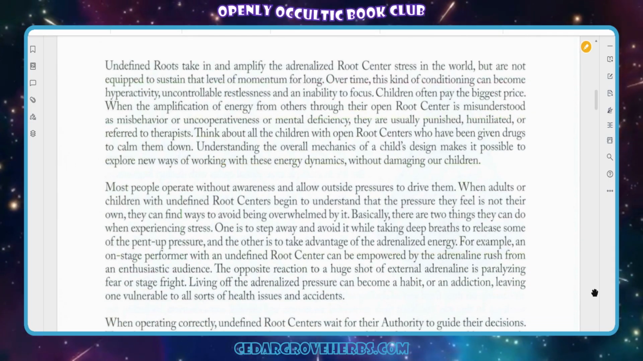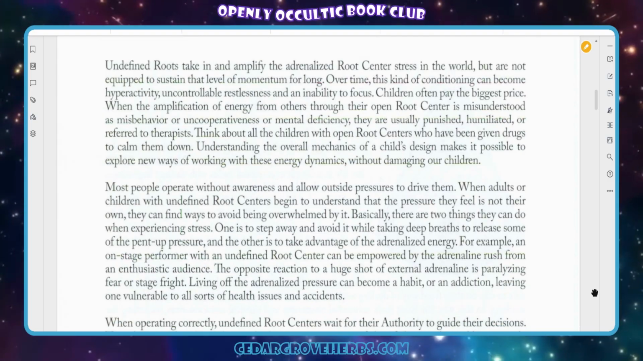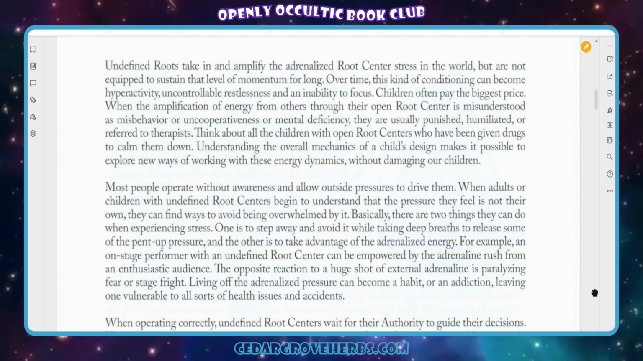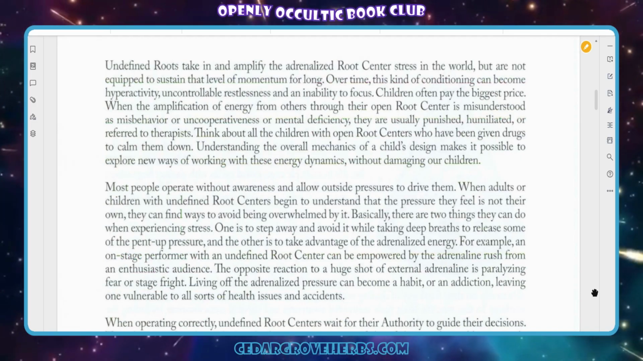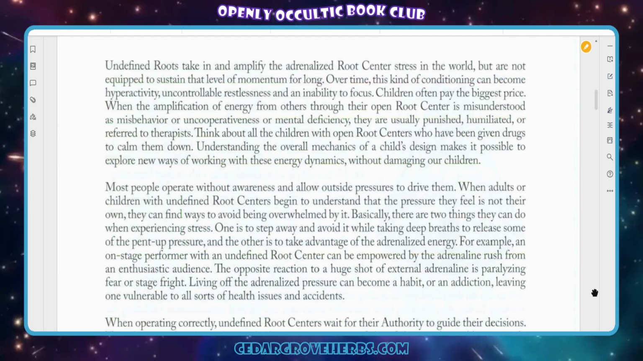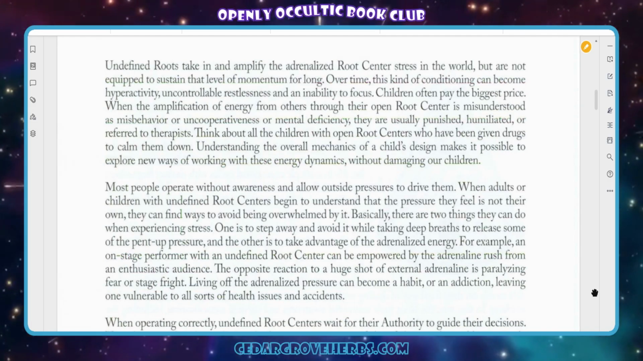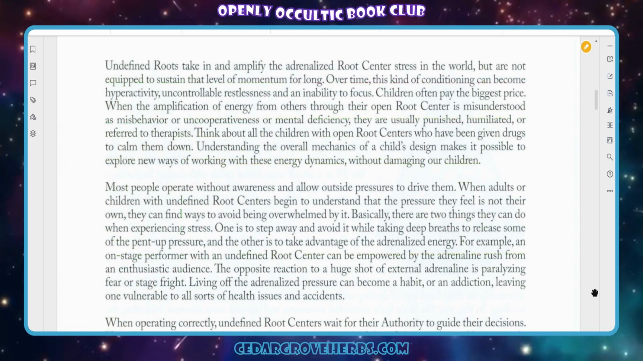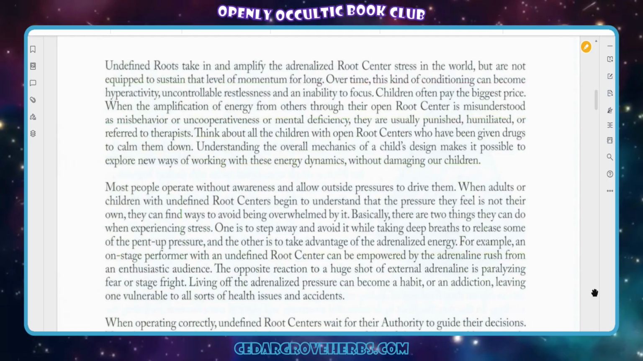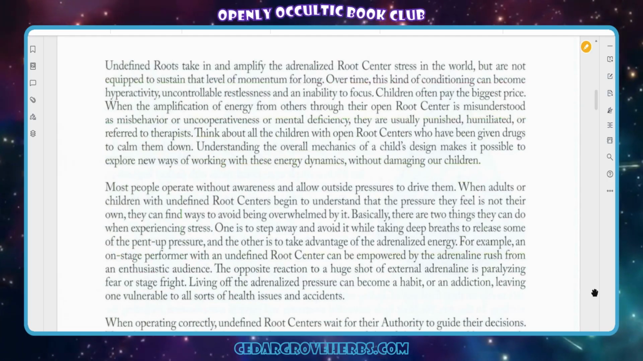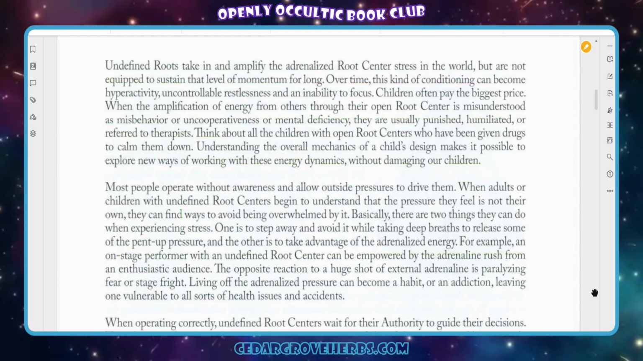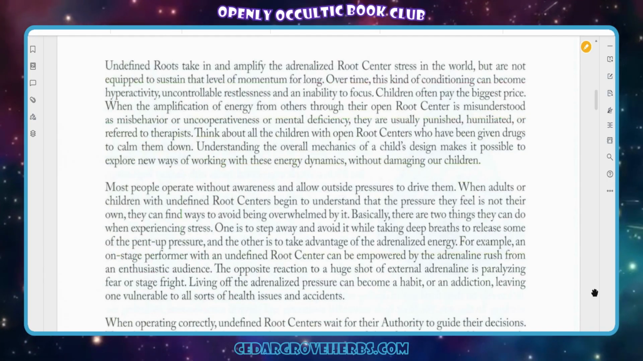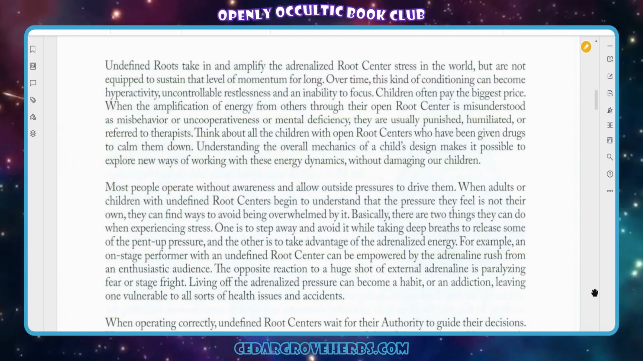Yes. Okay. Because the root is a motor. And if you have it defined, it's going all the time. And when your motor is going all the time, and you go around somebody who has an open root, that energy that you have going 24/7 is amplified. They take it in amplified because they don't have a defined root. So now they're not equipped to deal with that energy from that motor, because it's a motor. They're not able to deal with that.